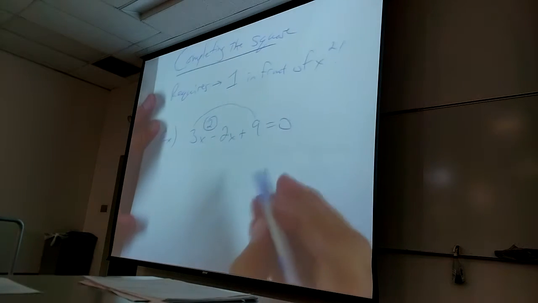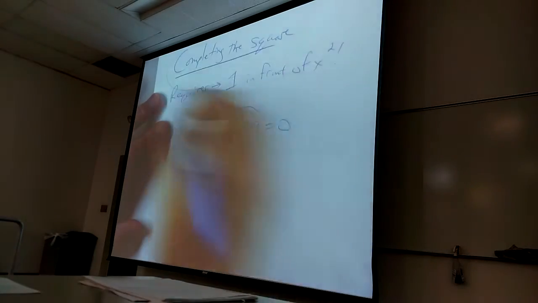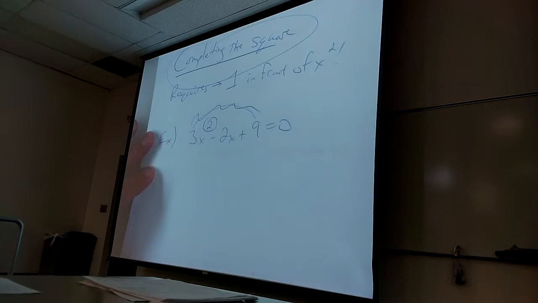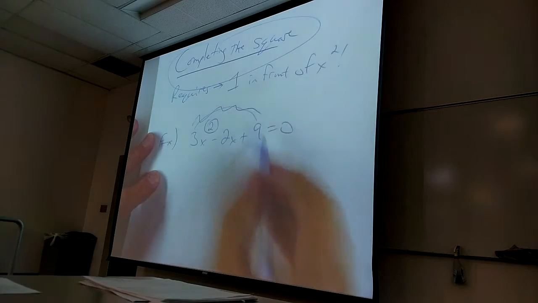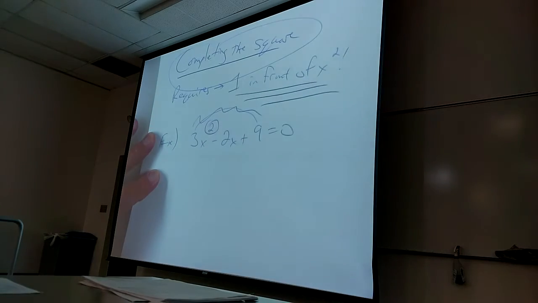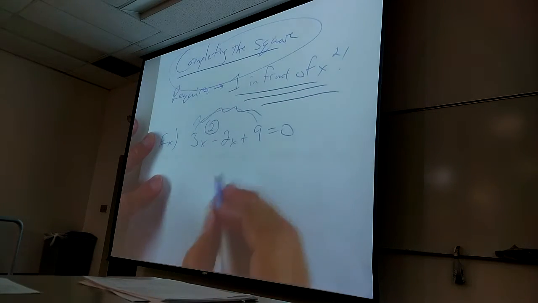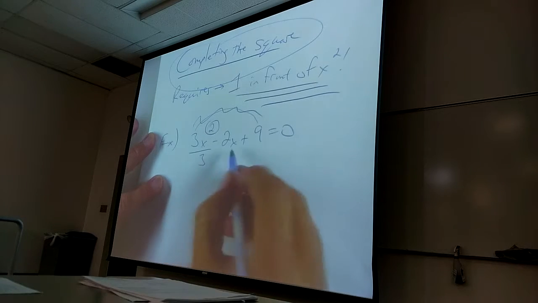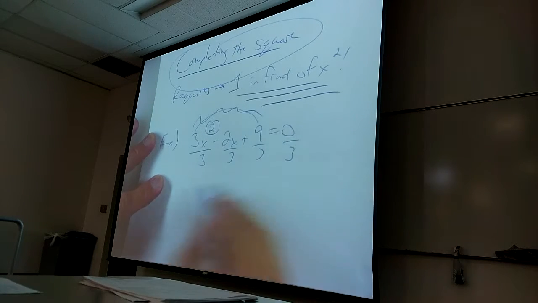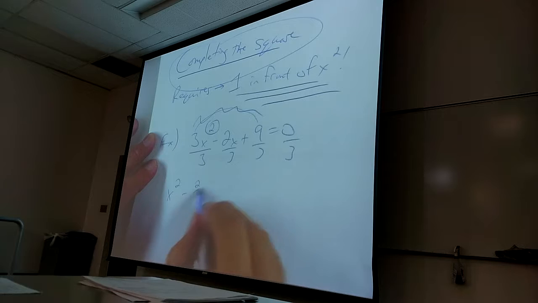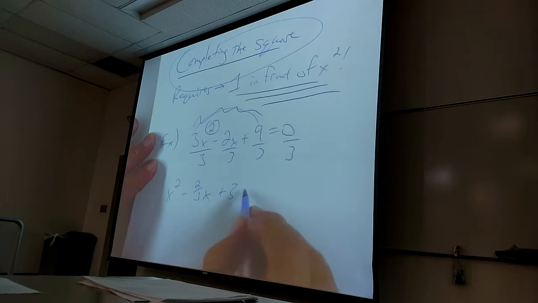All right, now, so it's not going to factor. I don't want you to factor it anyway. So the very first thing I should do is what? Divide by 3. So we get x squared minus 2/3 x plus 3 equals 0.